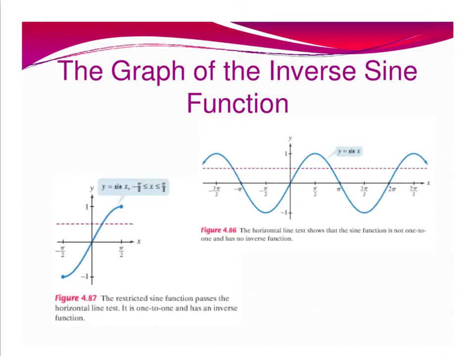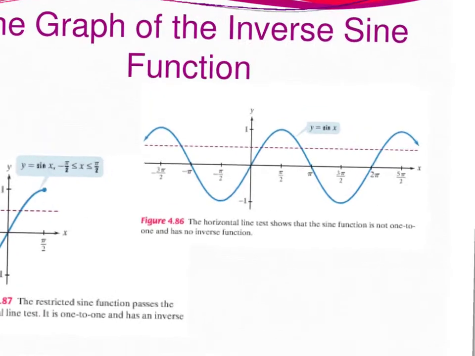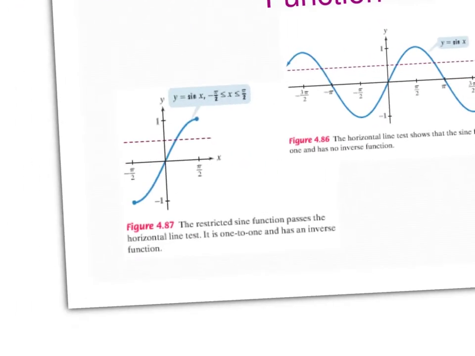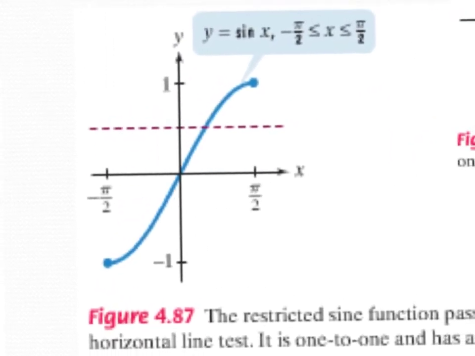Here is another graphical representation. It's prettier than my drawings. If I'm looking over here, you can clearly see that the parent graph, y equals the sine of x, does not pass the horizontal line test. It's intersecting multiple times, so that means the inverse is not a function. So what do we do? We restrict it. This is a nicer restricted graph between negative pi over 2 and pi over 2.